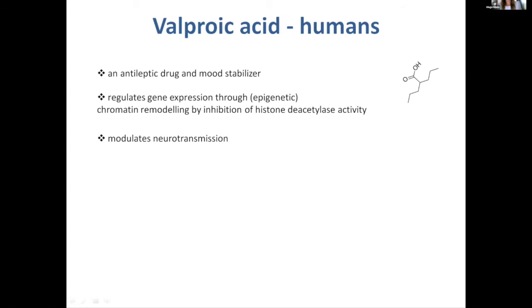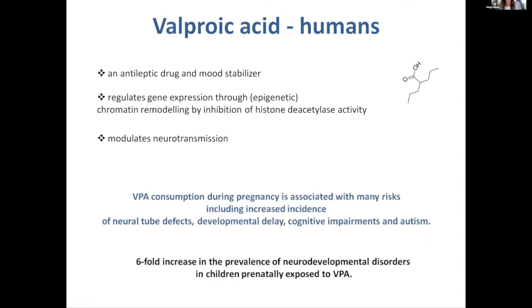In our study, we used the valproic acid model of ASD. Valproic acid is an antiepileptic drug and mood stabilizer. It may regulate gene expression and modulate neurotransmission. However, it has been shown that VPA consumption during pregnancy is associated with an elevated risk of ASD development in offspring, in children.